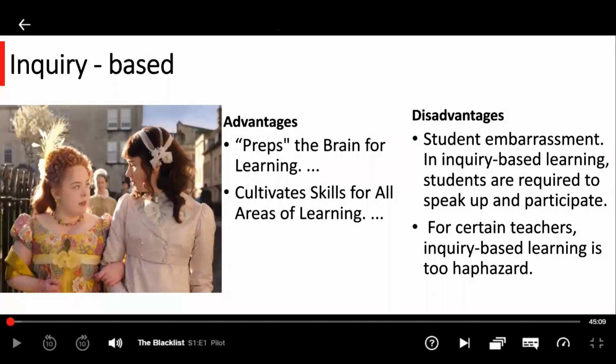Now we have the inquiry-based method. Its advantage is that it preps the brain for learning, and it cultivates skills for all areas of learning. A disadvantage is that students tend to get very embarrassed in it, and they don't like to speak up or participate. And for certain teachers, inquiry-based learning is too haphazard. That means that it's very difficult, it has a lot of complication, and it's hard to do.